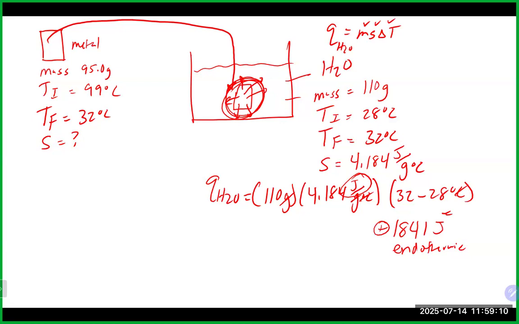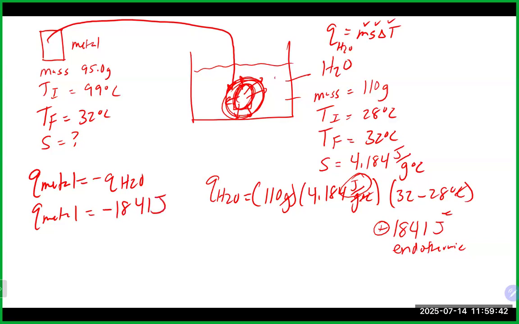Now, one of the things that we do know is all the energy that the water gained had to come from really the piece of metal. So we could have this relationship between, for example, the metal and the water in this case, that Q of the metal will equal negative Q of the water. It will be the same number, but the sign will be different because for the metal in this case, it is exothermic. So the Q of the metal in this case would be the same number, but it'd be negative 1841 joules, as it is, again, the metal releasing the energy.